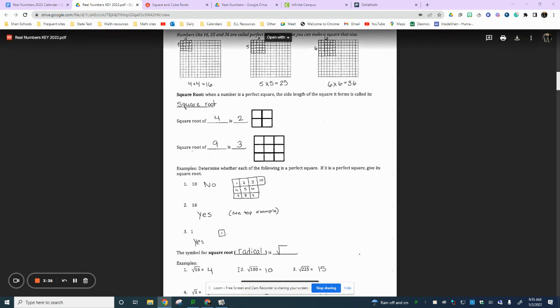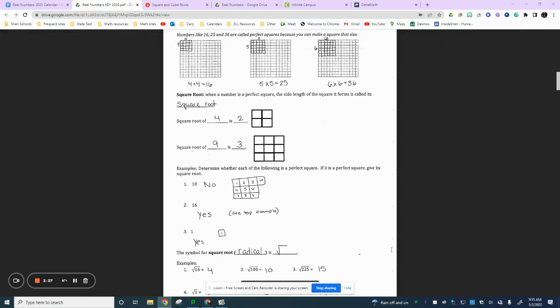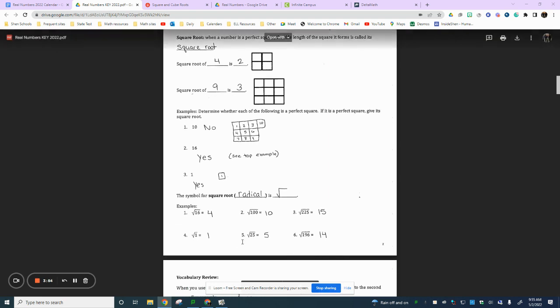So if I have my calculator, I'm putting in second key, x squared key, 16, and enter, and I should get 4 because 4 times 4 does equal 16. The square root of 100 is 10 because 10 times 10 equals 100. And the square root of 225 is 15 because 15 times 15 equals 225. So there's the rest of the answers.